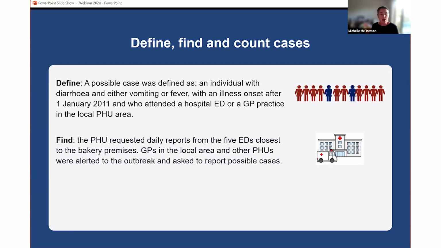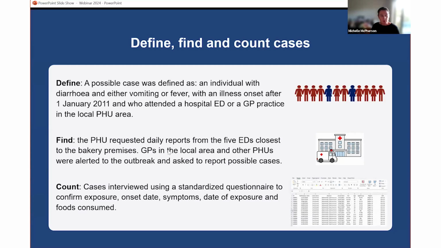To find more cases, the public health unit requested daily reports from the 5 emergency departments closest to the bakery premises on anyone that fit that possible case definition. GPs in the local area and other public health units were also alerted to the outbreak and asked to report possible cases. They then, once they found those additional cases, interviewed them using a standardised questionnaire, which asked questions about their exposure to the bakery, the onset date, symptoms, date of exposure, and any foods consumed.